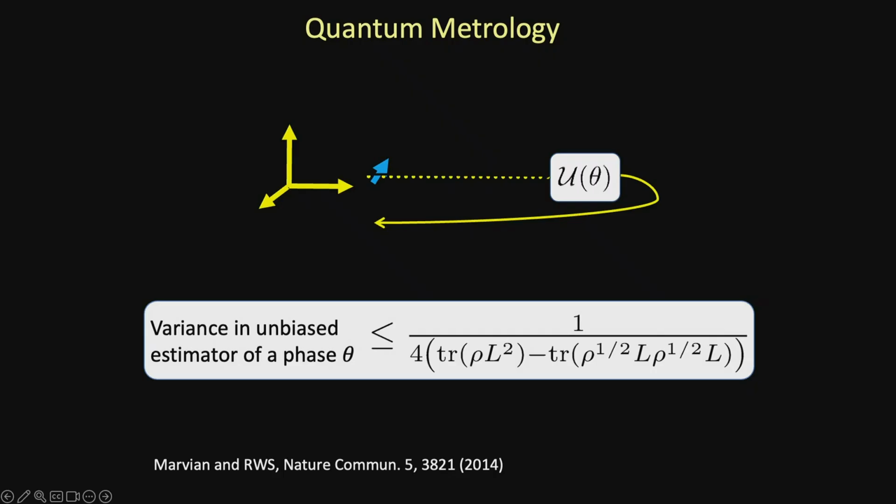I want to build a probe for how strong this magnetic field is. So I send in a spin, the spin precesses around the magnetic field, and then I try to estimate how much it rotated, because that's a proxy for the strength of the magnetic field. There are statistical fluctuations in your estimate of the amount of phase that it's picked up. And you can show that the variance in this unbiased estimator, which you usually use to see how much phase it's acquired, you can bound by a measure of asymmetry.